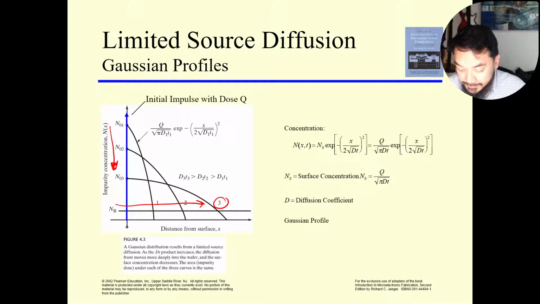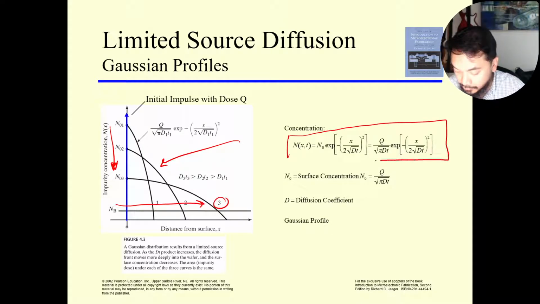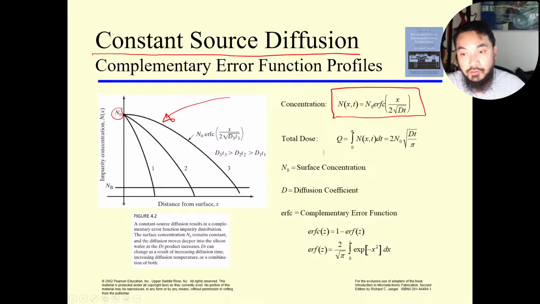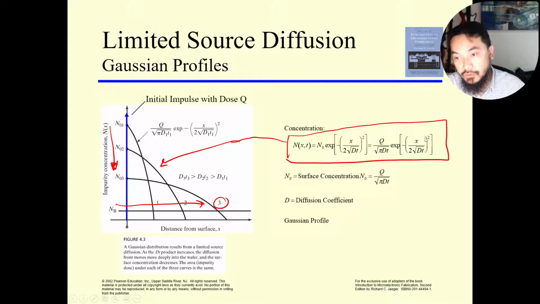Okay, and then this line here is represented by this equation. So this is the equation that represents this line. It's a Gaussian equation, in contrast to this one, which is the complementary error function. This one is a Gaussian equation. So this equation describes the Gaussian distribution of limited source diffusion, and n naught is the surface concentration.